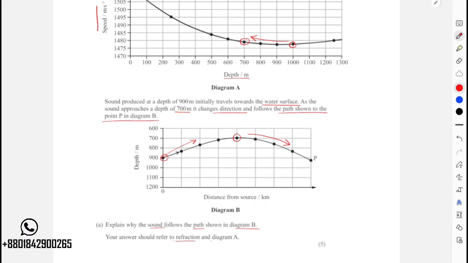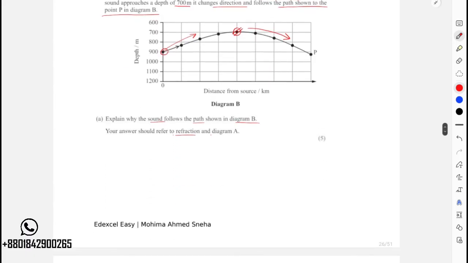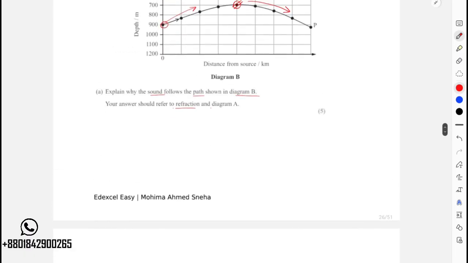Since, as in the last point we said, the angle of incidence is now greater, that means the angle of incidence is now greater than your critical angle. That's why total internal reflection can occur at point 700 exactly. That's why it changes its direction and starts traveling towards the point P. Okay, this is how you're going to write your answer. So let's write the statement first.